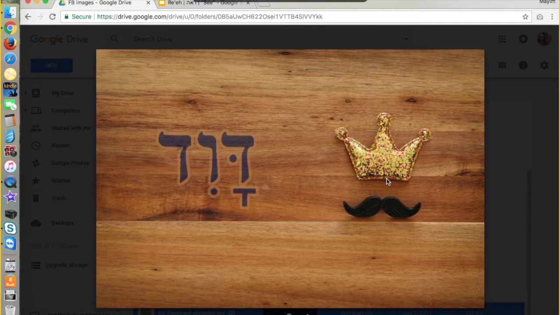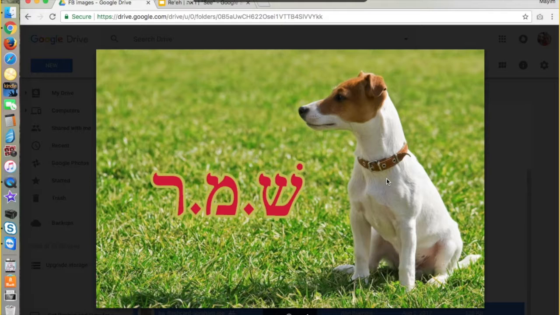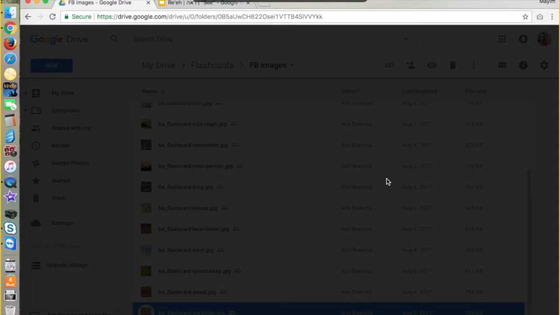How about this one? David. Great. Or David, of course. Shamar. Shamar. There's no vowels, but this is the root for shamar, which means to guard or to keep. And that is the word used when saying keep the Sabbath. It's actually guard the Sabbath.